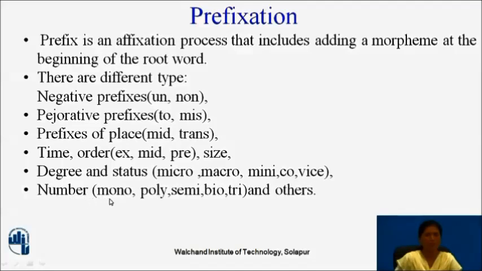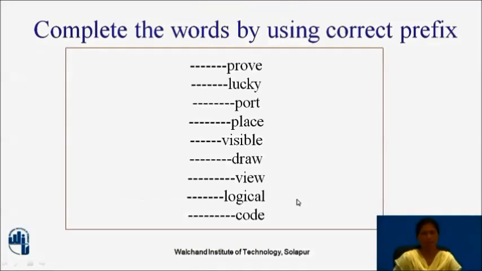Then number prefixes: monologue, monometer, polyhouse, polythene, semiconductor or semicolon, bio, biology, trilogy, trimeter or triangle, and others are also there.